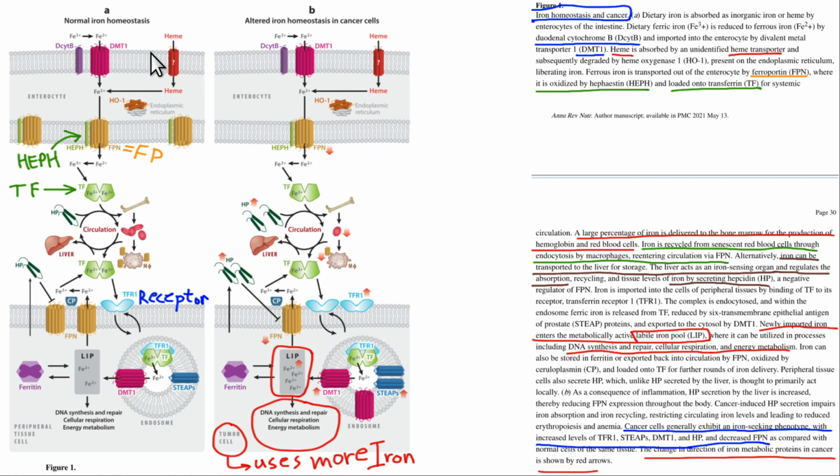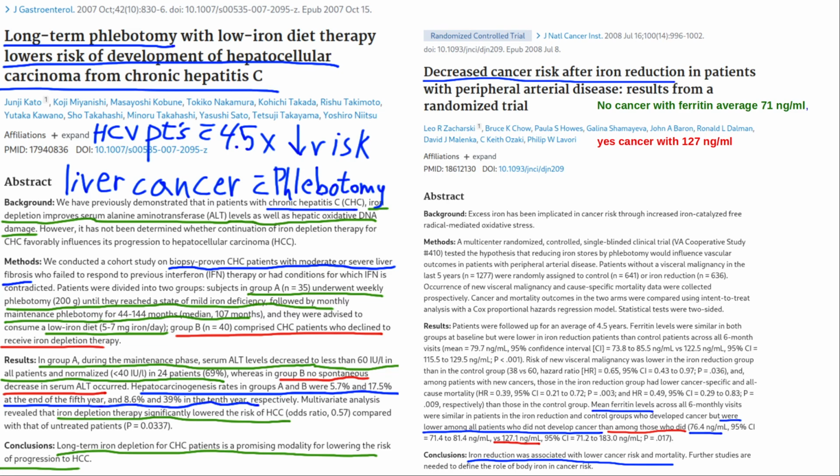This is just showing a normal cell and a cancer cell. A cancer cell is going to burn through tons more iron. And so that's why restricting iron favors normal cells over cancer cells, because when the cancer cell is deficient, it's going to have a much harder time growing.